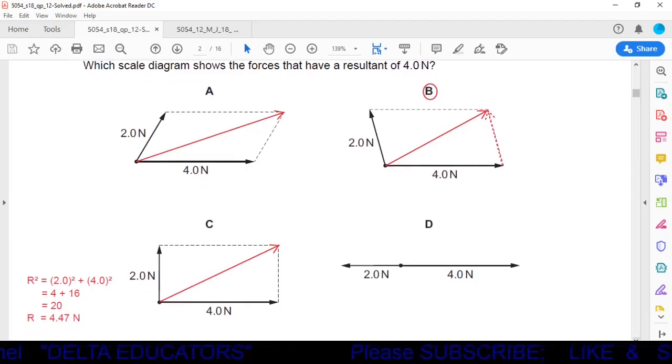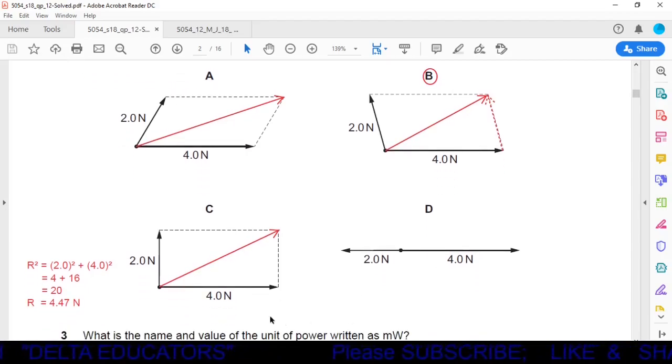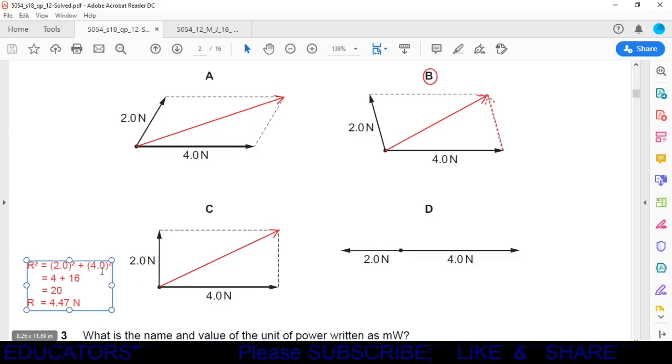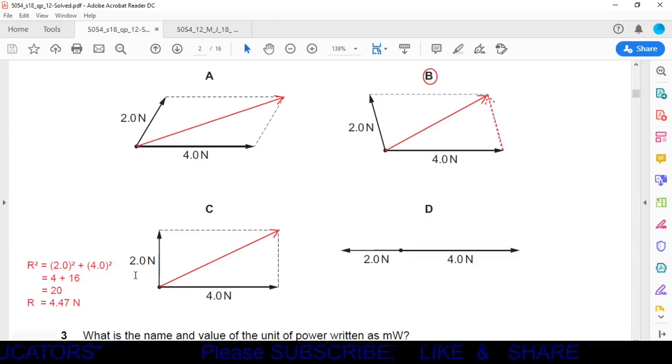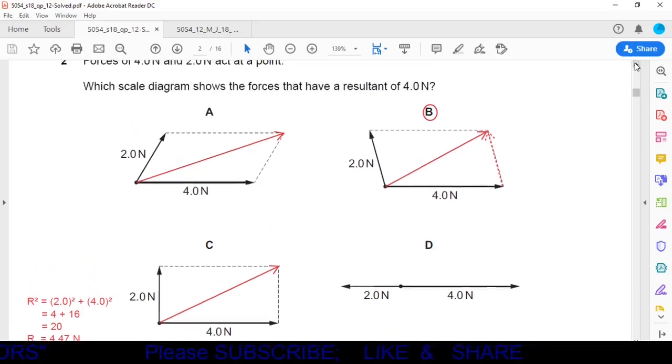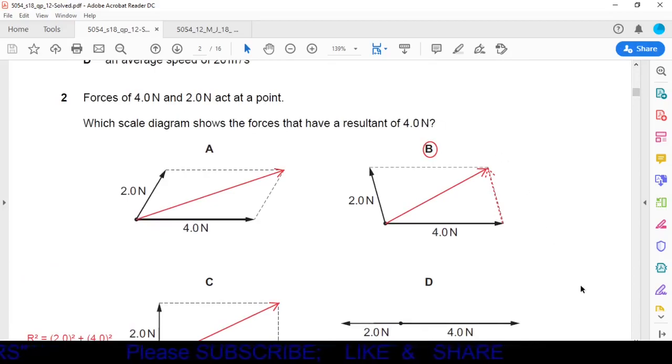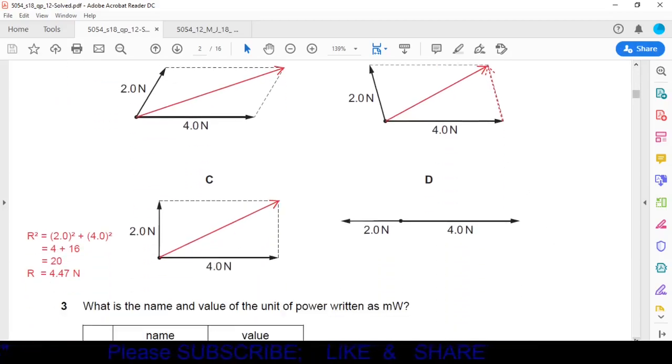Now we check option C. In option C, we have two forces, one along the x-axis, the second along the y-axis. Along the x-axis it is 4 Newton. Along the y-axis it is 2 Newton. If we calculate the resultant of these two forces by applying the Pythagoras theorem, R square will be equal to 4 square plus 2 square. By solving this we get 4.47 Newton. Here the resultant is 4.47 Newton, which is more than what is asked. It should be 4 Newton, and the resultant in C is 4.47 Newton. So option C is also incorrect.